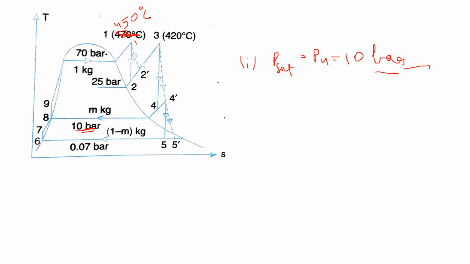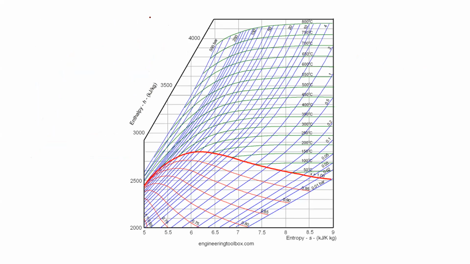Okay. For marking H1, H2, H3 as well as H4, I'm just taking values from the Mollier chart. This is a Mollier chart where, at the first condition, I have a pressure of 70 bar. This is 50, 60, 70, 50 to 100. I have 70 bar at this particular condition, and I have a temperature of 450 degrees centigrade.